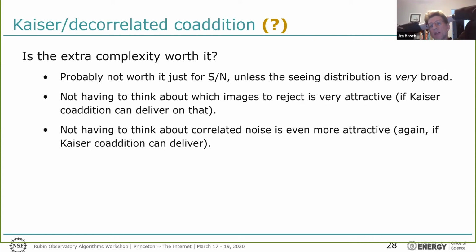Finally, I mentioned that this might be a way around our correlated noise problems. I think if that's true, it looks like it might be with some toy implementations, but we really need to scale this up to running on real data and non-toy scenarios. But if it pans out, that's probably on its own reason to use Kaiser coaddition.